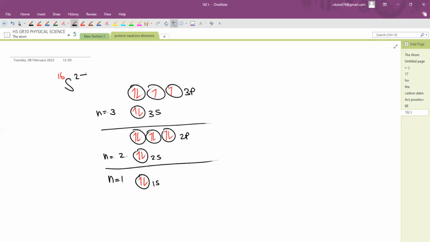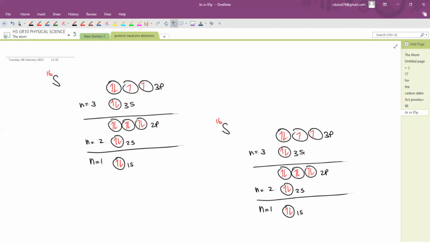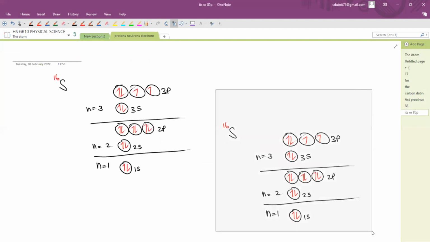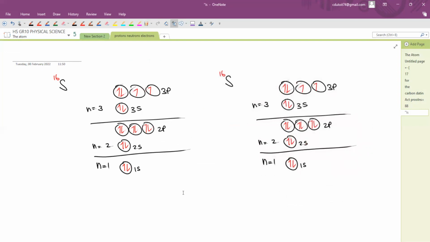Okay. What does that mean then? Let's just compare that. I'm just going to copy this and paste it next to it. So let's just move them next to one another so you can see the difference. On the left hand side I have the sulfur atom and then I have sulfur 2 minus. What does that mean? There's 2 electrons added. So look here, I have to have 2 more electrons there. Okay. Does that make sense? Yes.